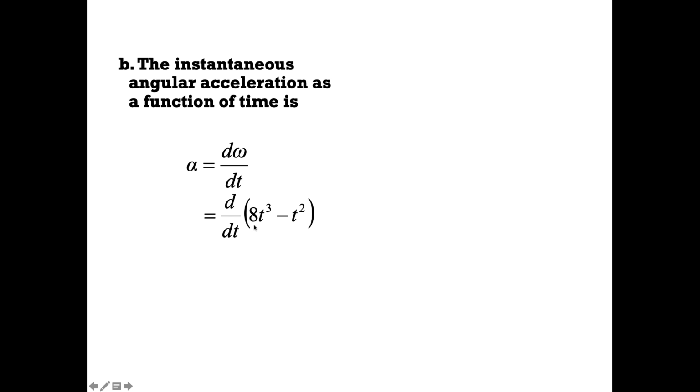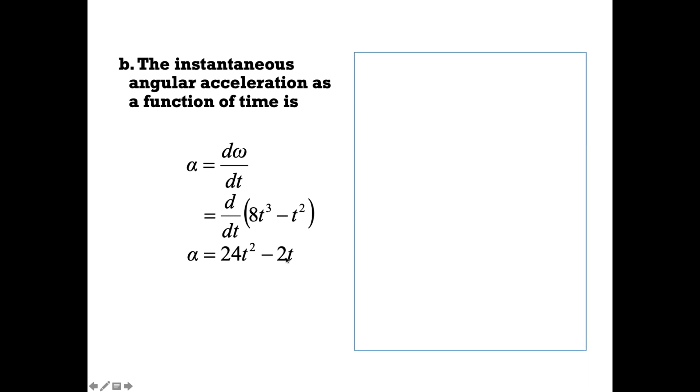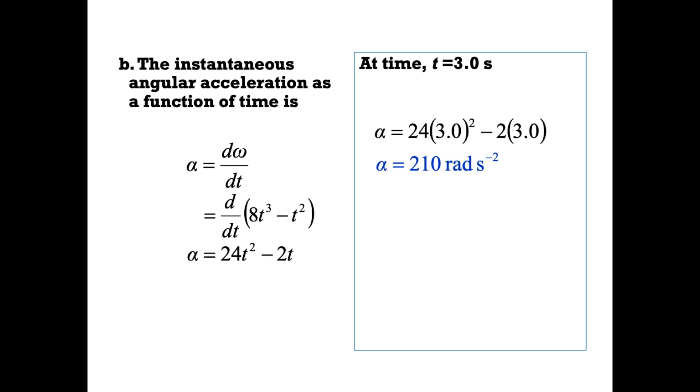The equation of omega is 8t cubed minus t square, right? So differentiate. I hope that you know how to do the differentiation. It's from mathematics. And you will get angular acceleration is 24t square minus 2t. Okay, so now you can substitute the time. The question asks for the angular acceleration at time 3 seconds. You can substitute the time and you will obtain an angular acceleration of 210 radian per second square.